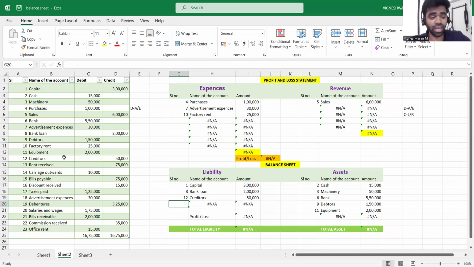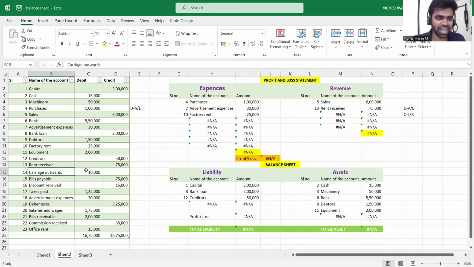Rent received. So I'm receiving an amount. It is a revenue for me, right? It is also in the credit side. So it is a revenue for me. Rent received, 13. Then 14th one, carriage outwards.